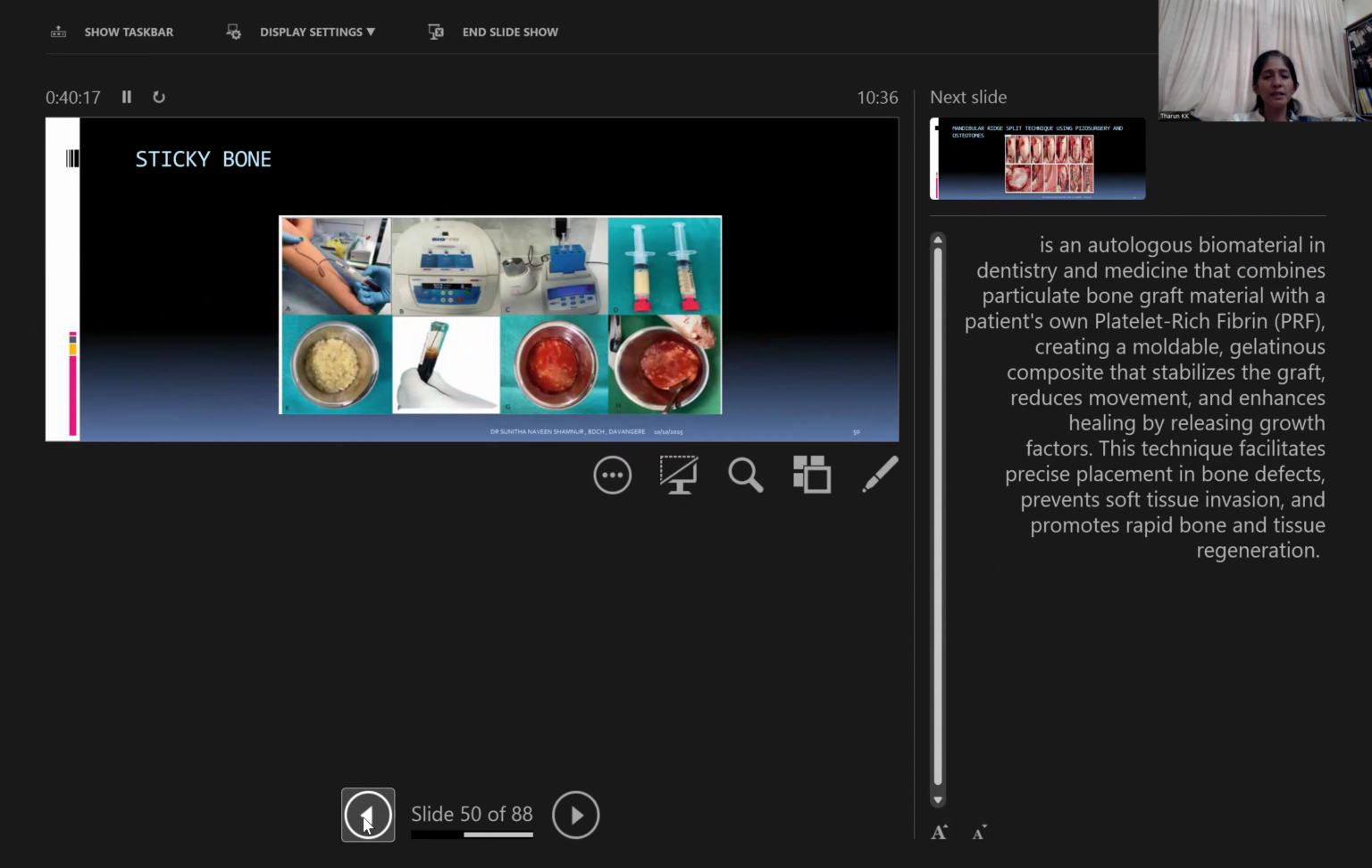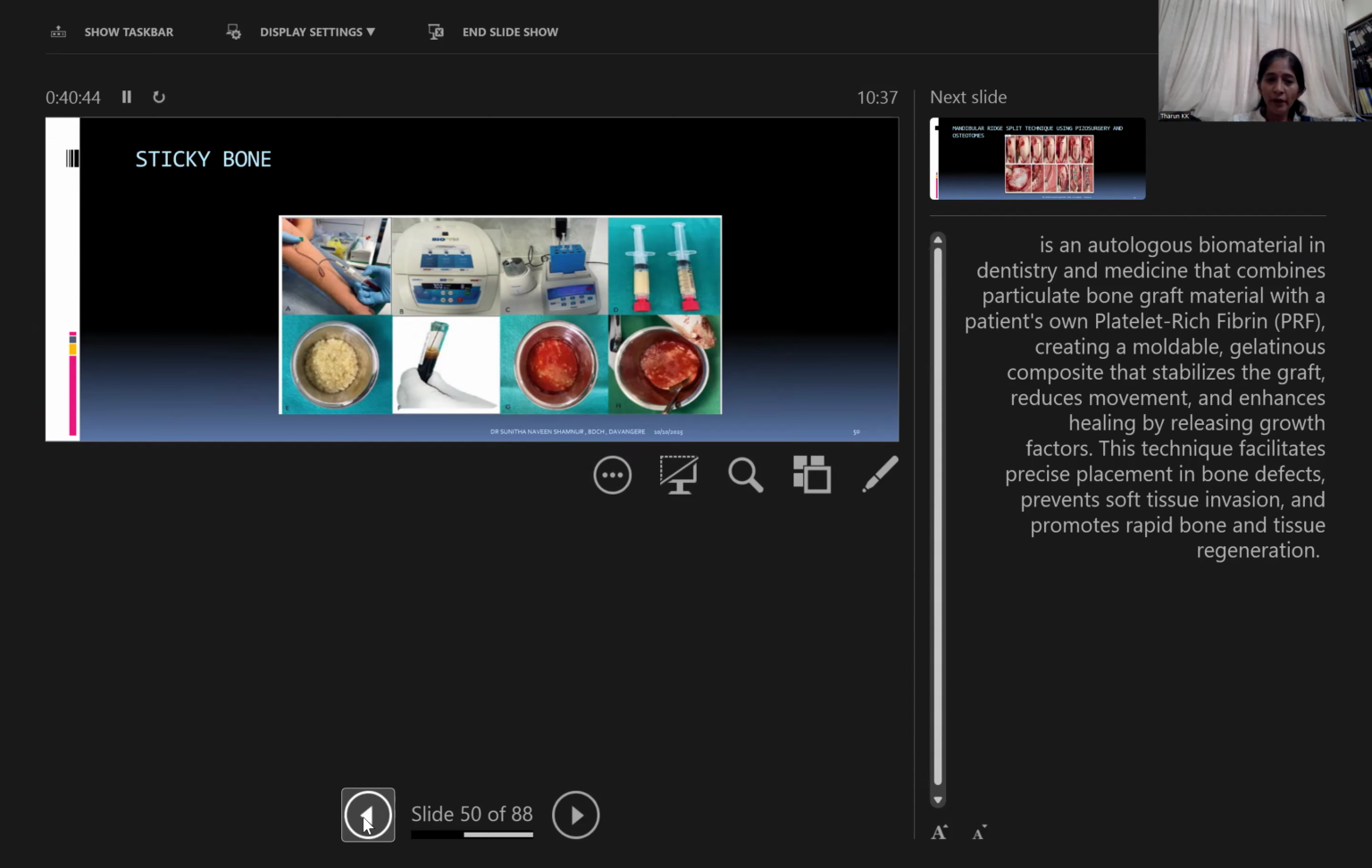Okay. This is a sticky bone. This is autogenous biomaterial, where it uses a particulate bone graft material with the patient's own platelet-rich fibrin, which we call PRF. Now we have PRF, IPRF, LPRF. This is based on what kind of bone morphogenic proteins you need, or what kind of cell sensors you need to create the osteoinductive potential there.